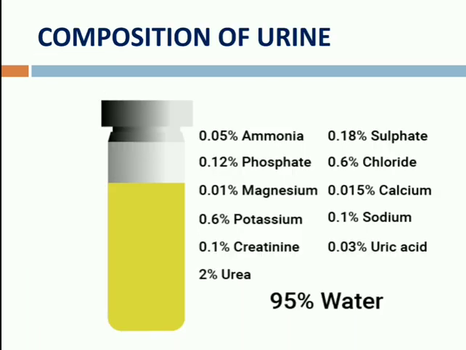Now, composition of urine. Urine is made up of 95% water and 5% solid. The solids include ammonia, phosphate, magnesium, potassium, creatinine, urea, uric acid, sodium, calcium, chloride, and sulfate.